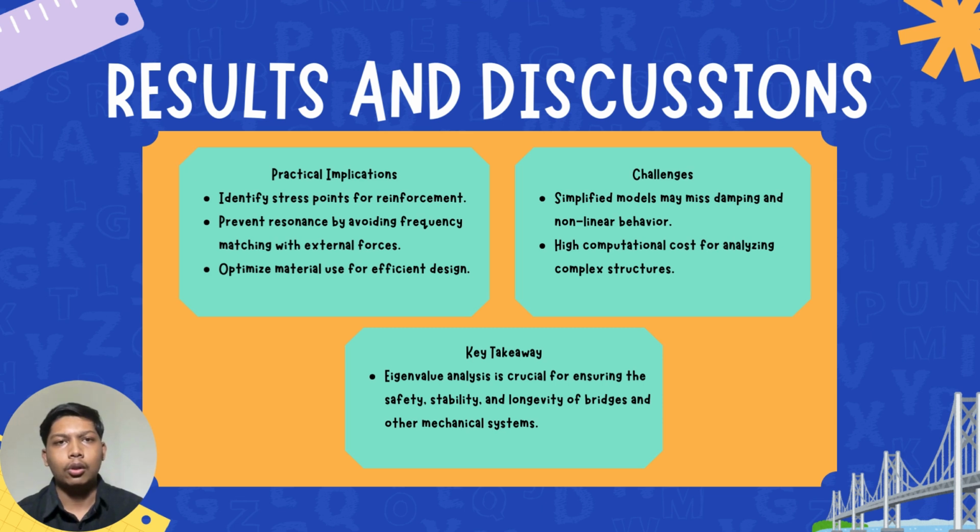However, there are also challenges. Real-world structures often involve damping and nonlinear behavior, which aren't always captured in simplified models. Additionally, analyzing more complex designs increases computational requirements. In conclusion, eigenvalue analysis plays a crucial role in modern engineering. By understanding a structure's natural frequencies and mode shapes, we can ensure its stability and longevity, avoiding failures like the infamous Tacoma Narrows Bridge collapse.